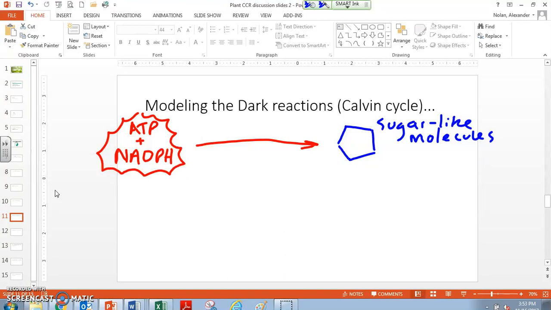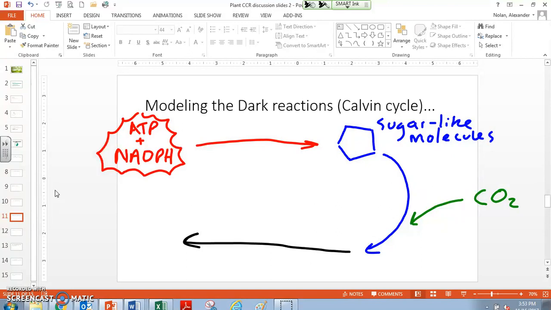And these sugar-like molecules go through a transformation here. Carbon dioxide is added, right? So the plant is absorbing carbon dioxide, and this carbon dioxide is reacting with these sugar-like molecules, and we are actually spitting out glucose, right? C6H12O6. So our glucose is now, we've created our glucose. Wonderful. We've made our glucose from our sugar-like molecules.